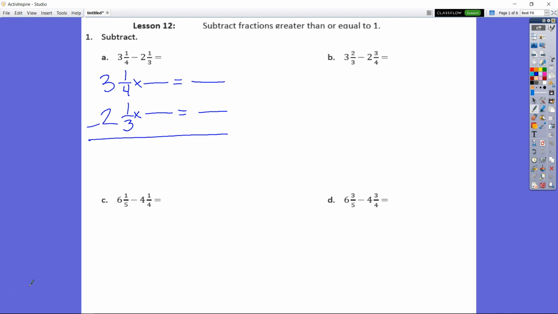Lesson 12, we're going to be subtracting fractions greater than or equal to 1. So let's take a look at 1a here. Our only direction is to subtract. Now, of course, we know we have to come up with a common denominator or equivalent fraction so that we can subtract this. Here we have 3 and 1/4 minus 2 and 1/3.